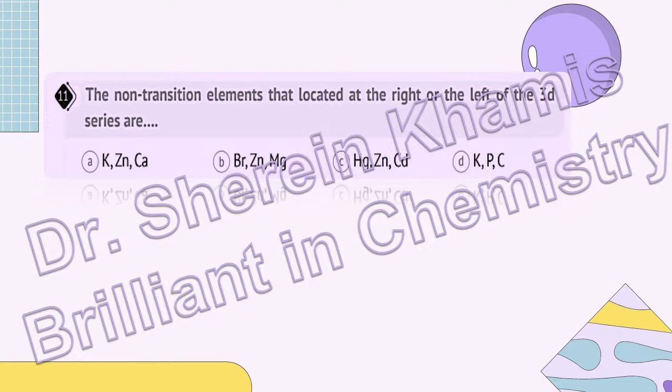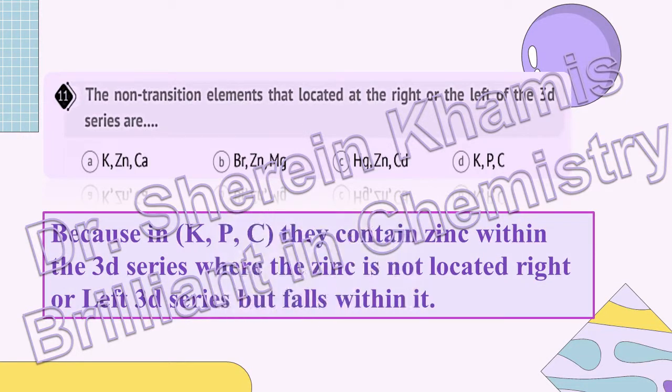So it will be a transition element. Okay, we have Hg, mercury, Zn, and cadmium. Also we have here two of the transition elements. The last one of our choices here we have K, P, and C, potassium, phosphorus, and carbon. All these elements belong to the representative elements only.